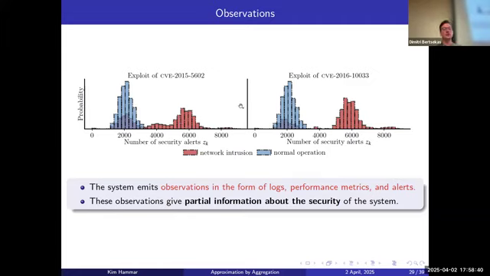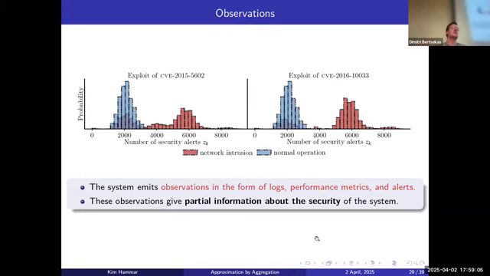What we can note from these distributions is that there are quite a lot of false alarms. That's why the distributions overlap over here. But there's also a pretty clear statistically significant difference between these two distributions, and that could potentially be used to detect the attack or to refine the belief later on.